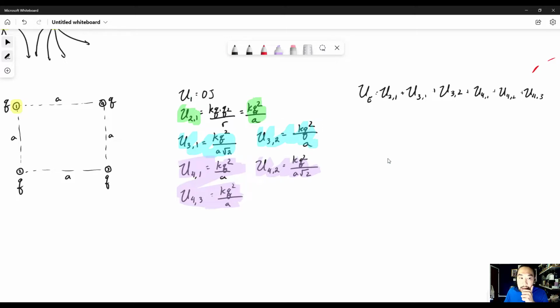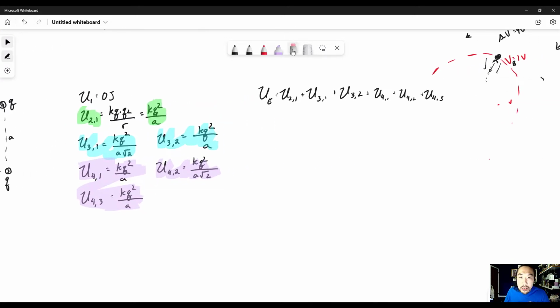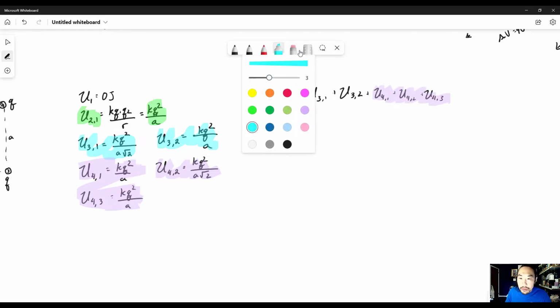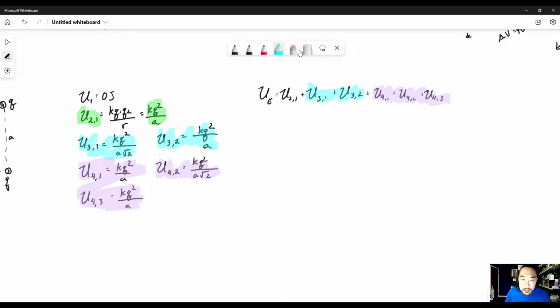All right, and because we color coded it before, I will also color code this. We said all the 4s were purple. We said all the 3s were blue. And we said that lone one was green.